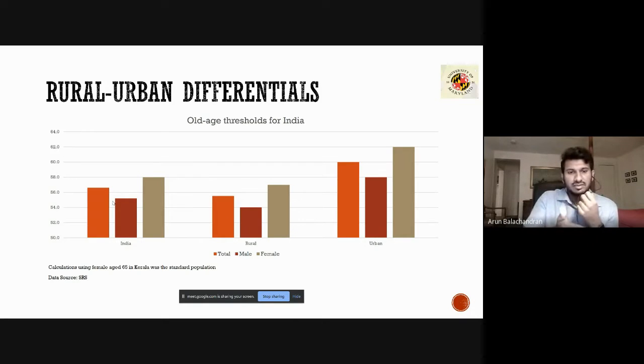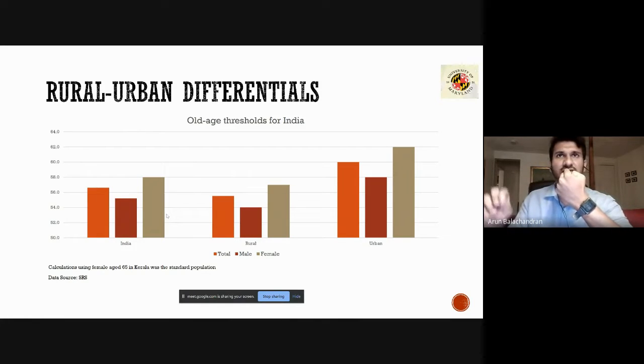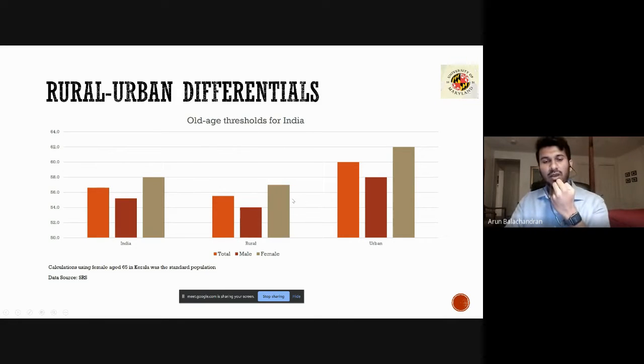So here on the left, we use the same standard population, which is the female population at age 65 in Kerala, because Kerala has the highest remaining life expectancy. And if that is the standard, what is the age at which India reaches the same remaining life expectancy as that of the female population in Kerala? So we see that it's 58. And similarly, we also see an urban-rural differential, which means that the old age threshold in rural India is lower than the urban Indian old age threshold, which means somebody in rural India is likely to reach old age at an earlier age compared to somebody in urban India.